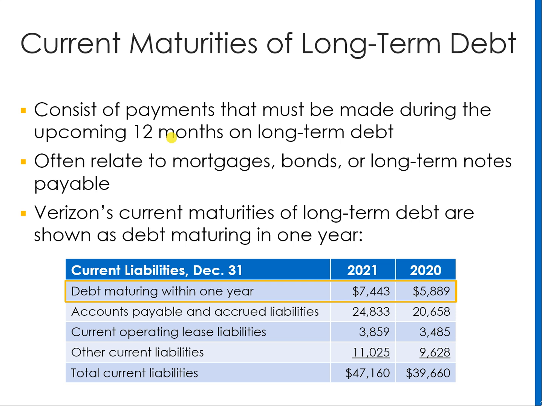Right, finally, we have current maturity of long-term debt. We explained that a mortgage is a long-term debt, but next month's mortgage payment is a current liability. Typically, the payments that must be made during the upcoming 12 months on a long-term debt will be viewed as current maturities. Unless we have financing or refinancing plans for those maturities, typically they will be reported as current liabilities. However, if we have refinancing plans or activities, they remain as long-term liabilities on the balance sheet.